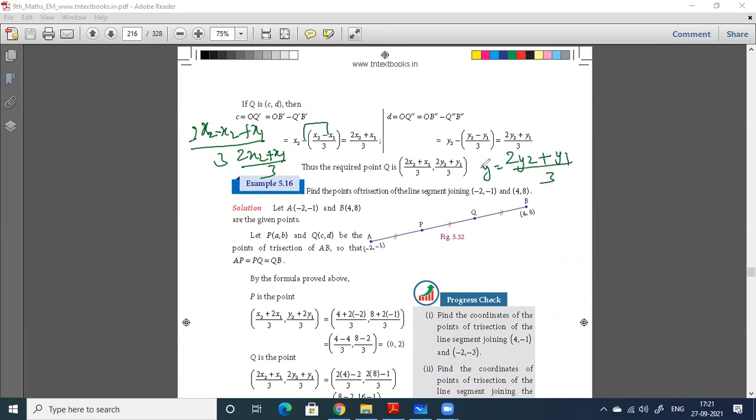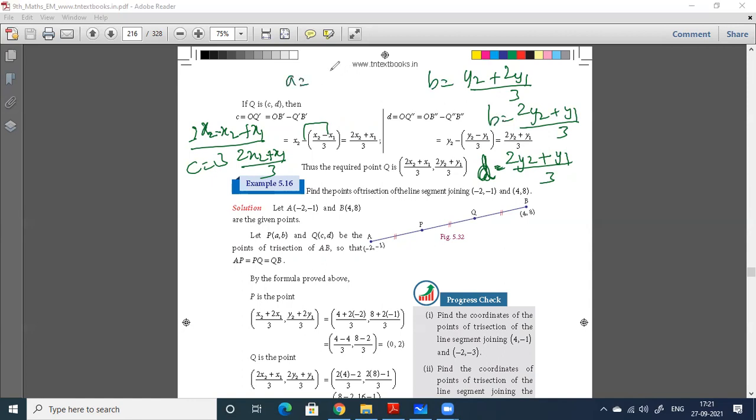So the point for this is D. This is C, and this is D. How to remember this? Remember the opposite of that. The first one was (y2 plus 2y1) by 3. Here it is (2y2 plus y1) by 3. Like that you have to remember. Point B is like this, point D is like that.